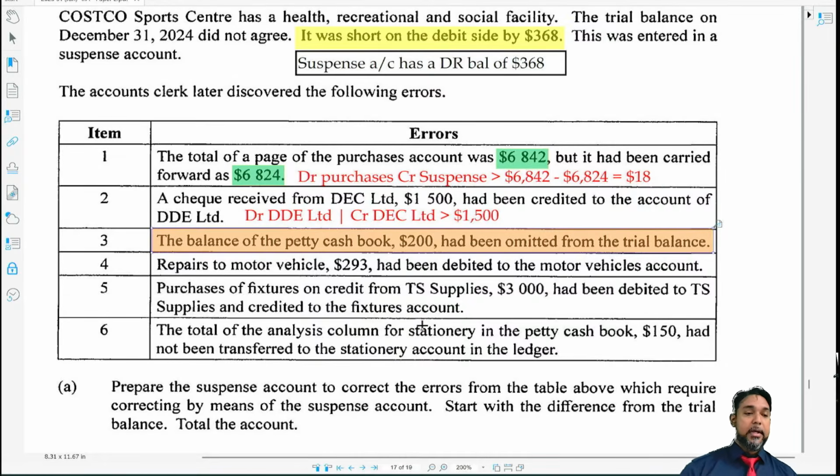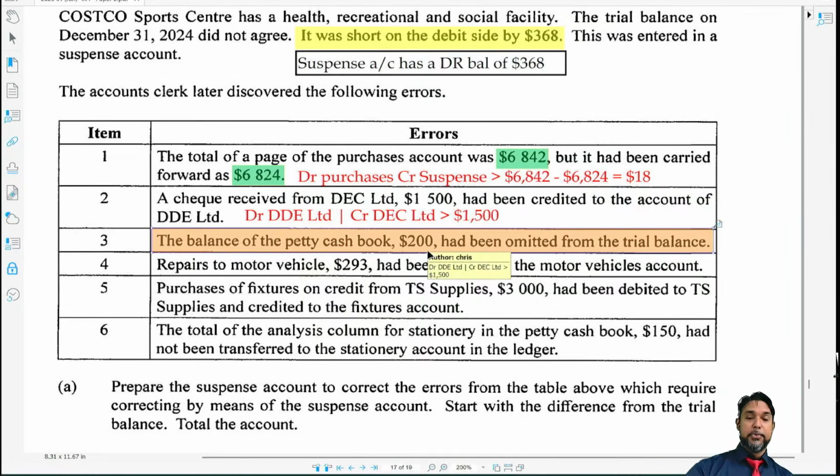What should happen is, first things first, petty cash is cash. How do we classify cash? Asset, right? Asset is what kind of balance, debit or credit? Debit. So what we are saying here is that a debit balance is missing from the trial balance. And there's currently a debit balance in the suspense, right? So if you put in the 200 on the debit side of the trial balance, your suspense account balance is going to come down, all right? Because once again, what does it say in yellow here? It was short on the debit side by 368.